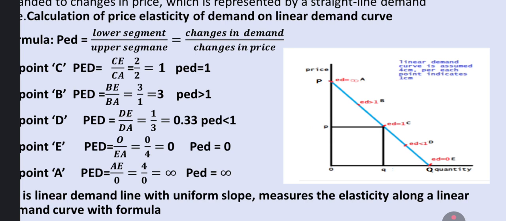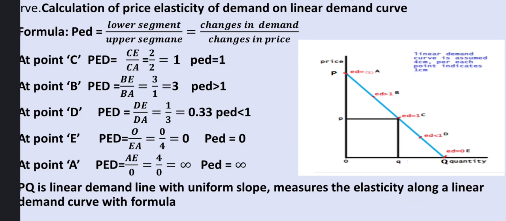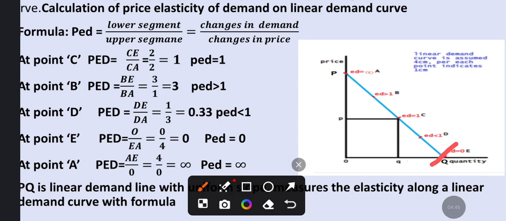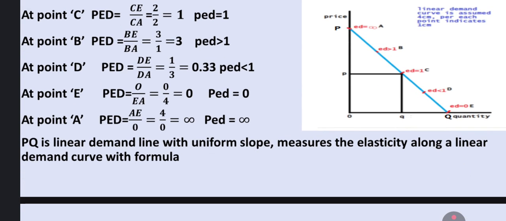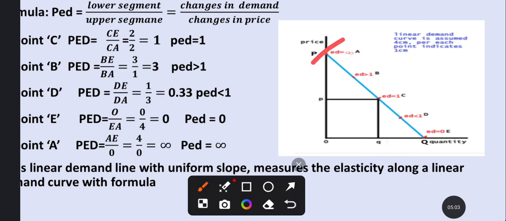Then point E: lower segment 0, upper segment 4. 0 divided by 4 is 0. Ed is equal to 0. Next, point A: lower segment 4, upper segment 0. Ed is equal to infinity, perfectly elastic.